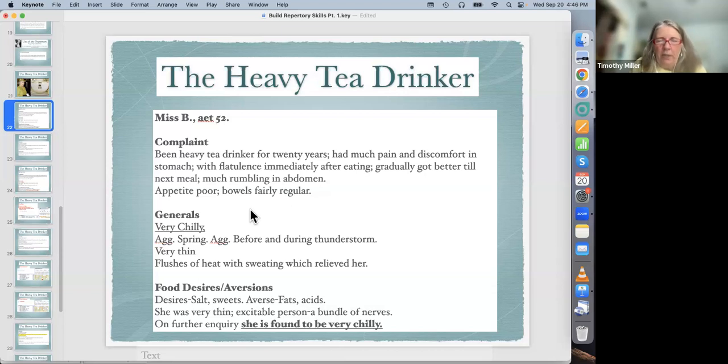She goes on. The generals: very chilly, aggravated in spring, aggravated before and during thunderstorm, very thin, flushes of heat with sweating, which relieve. She then goes on to outline the food desires and aversions. Desires salt, sweets, averse to fats and acids. She was a very thin, excitable person, a bundle of nerves, and on further inquiry, again, the prescriber emphasizes, she is found to be very chilly.